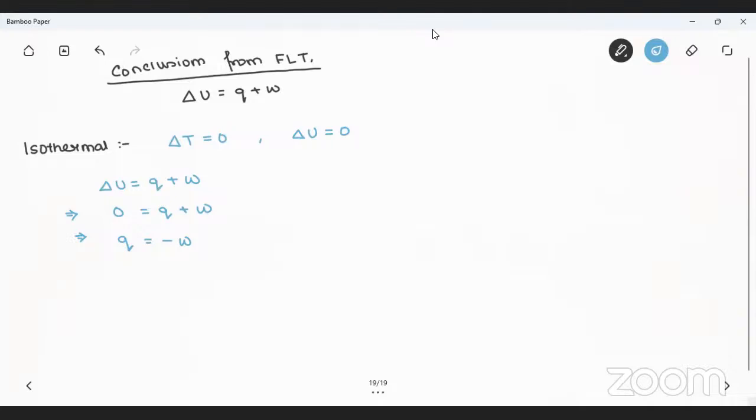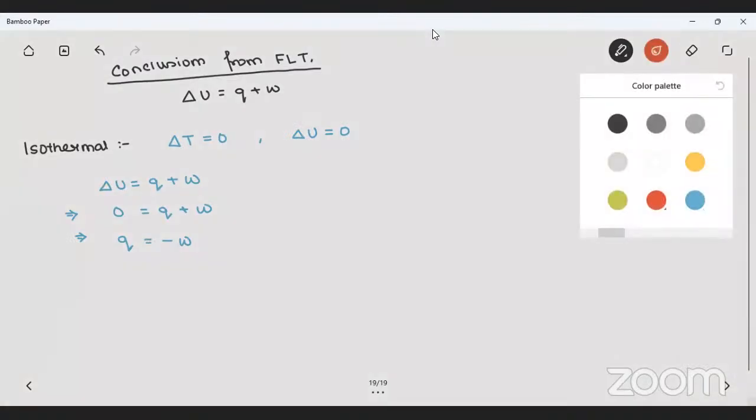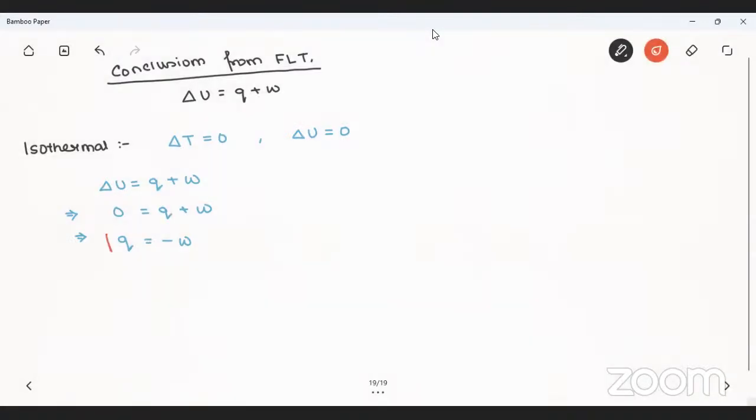Is this part clear to everyone? If you have revised, you can get this well. Is this part clear? Yes, ma'am. Okay. So this is something you have to remember for your isothermal process.